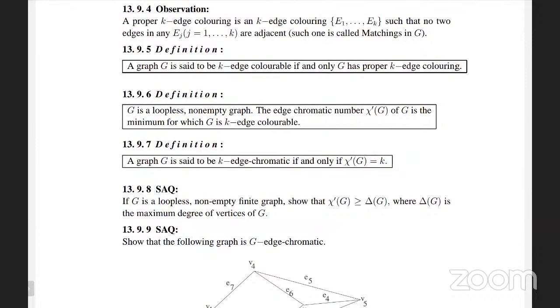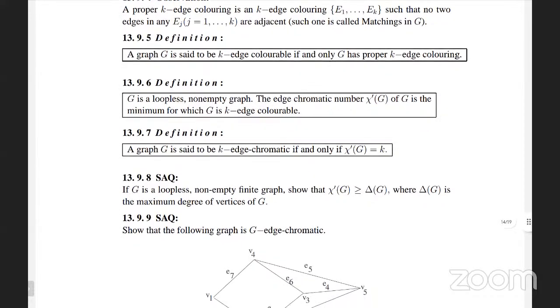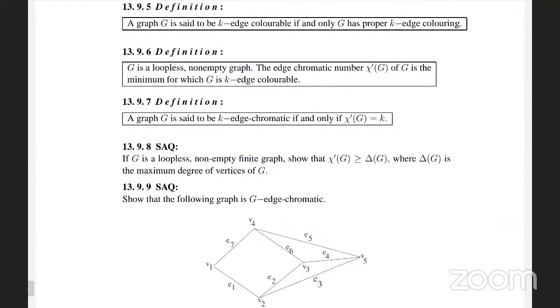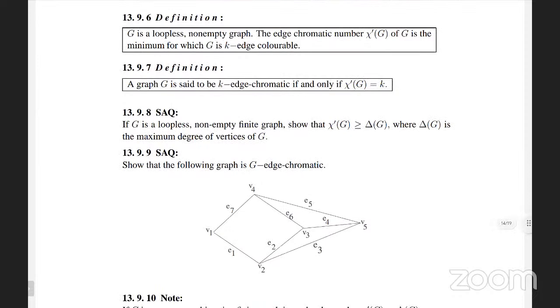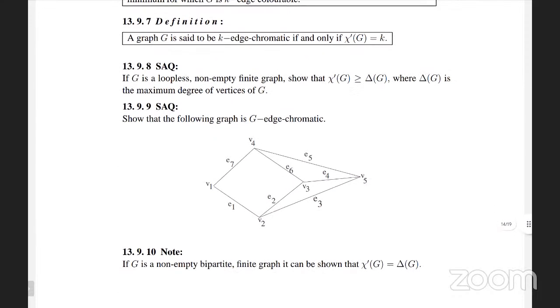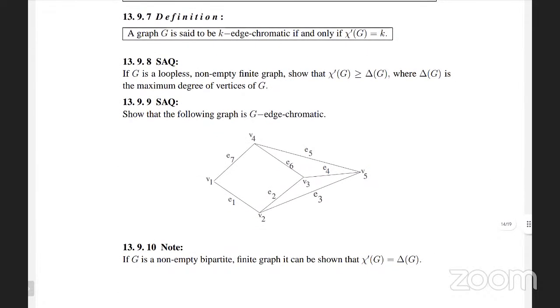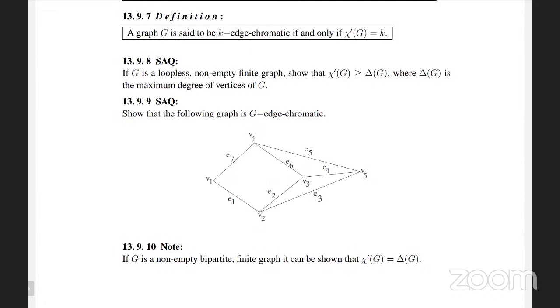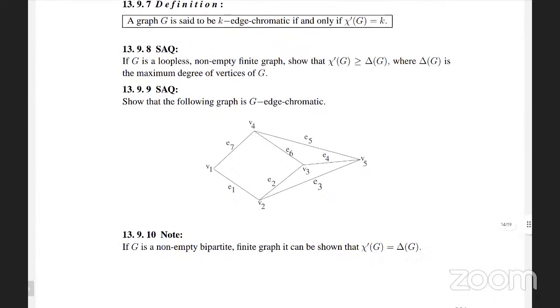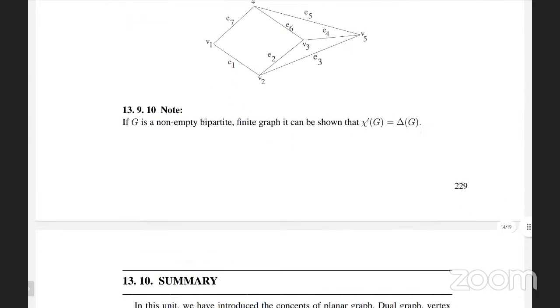Another definition: G is a loopless non-empty graph. The edge chromatic number is chi dash of G, the minimum k for which G is k edge colorable. A graph G is said to be k edge chromatic if and only if chi dash of G is equal to k. That's all. These all are the examples.